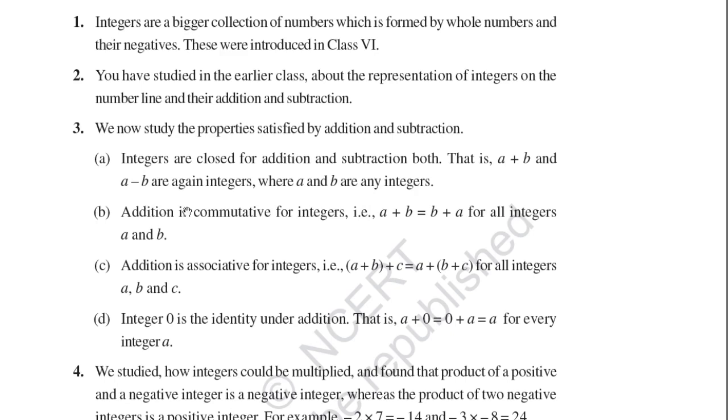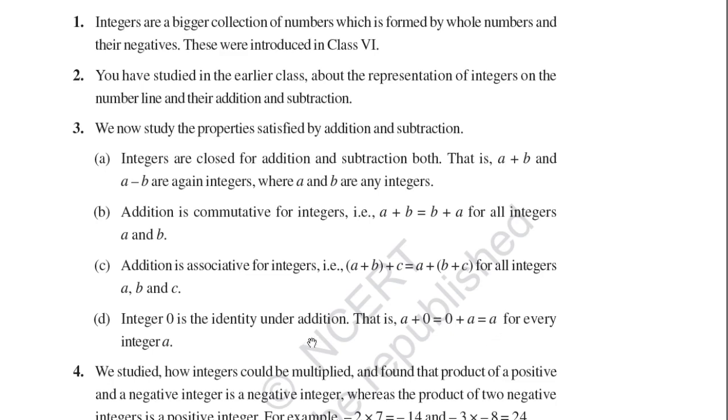Addition is commutative for integers, that is a plus b is equal to b plus a. And addition is associative, that is, you can change the bracket also. You can see here a plus b plus c is equal to, you can write it like this, bracket a plus b in bracket plus c. Integer 0 is the identity for addition, that is a plus 0 and 0 plus a is equal to a for every integer a.